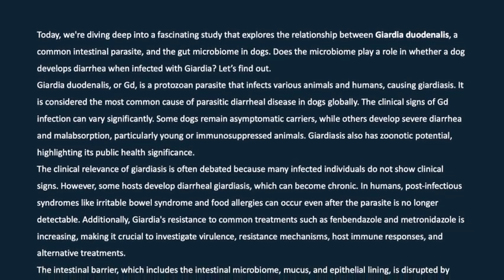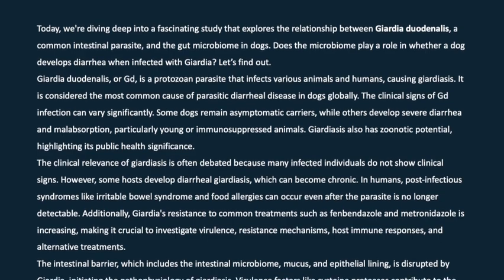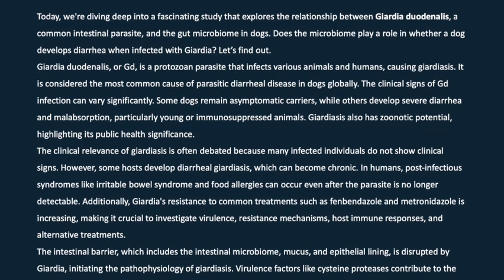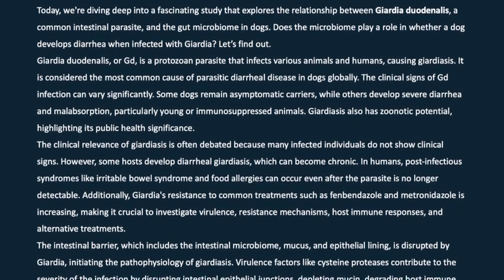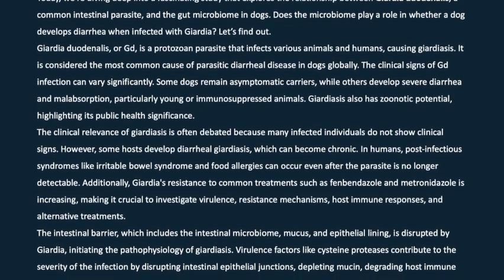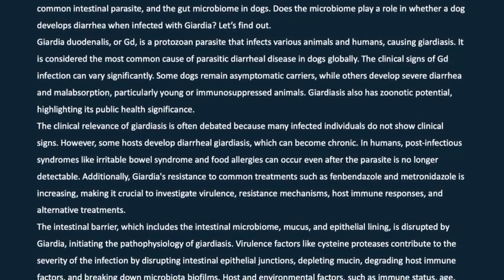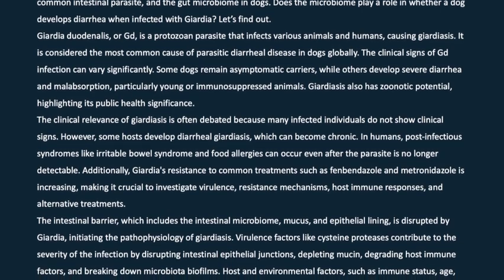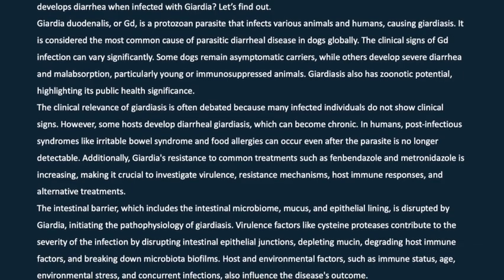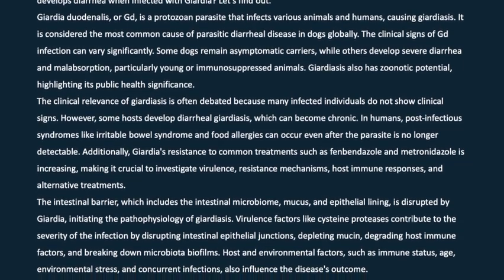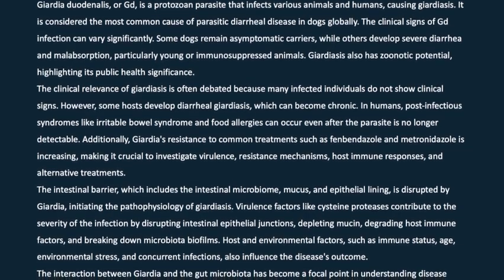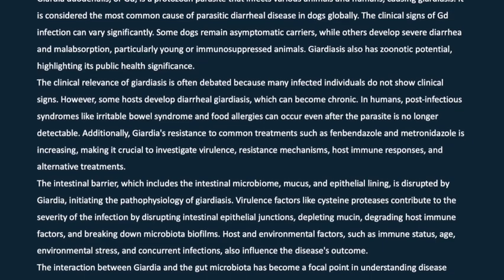It is considered the most common cause of parasitic diarrheal disease in dogs globally. The clinical signs of GD infection can vary significantly. Some dogs remain asymptomatic carriers, while others develop severe diarrhea and malabsorption, particularly young or immunosuppressed animals. Giardiasis also has zoonotic potential, highlighting its public health significance. The clinical relevance of giardiasis is often debated because many infected individuals do not show clinical signs.